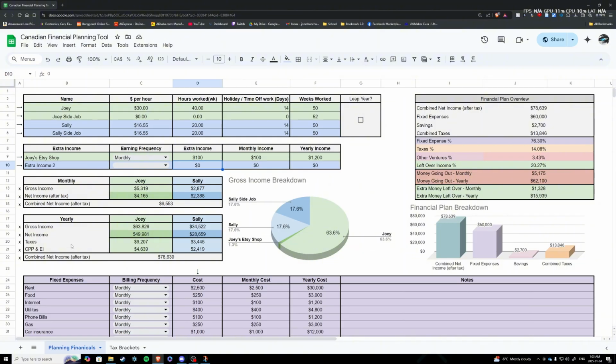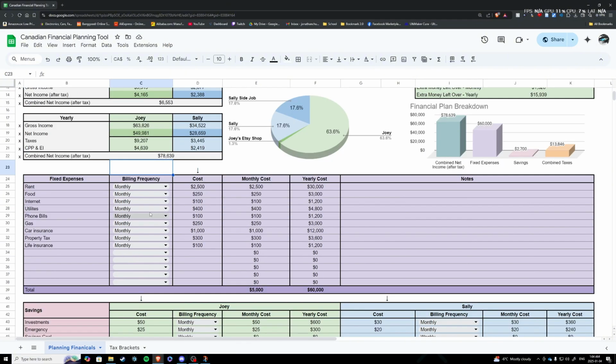So for our yearly section, we have our taxes. So Joey's paying $9,207 in tax. Sally is paying $3,445 in tax. CPP, that's also included. So then we take your taxes and our CPP and the EI, subtract that from our gross amount, and then we get our net income, and this is our usable income. With that you can then figure out how much disposable income you have, so that's $78,000 in our case.